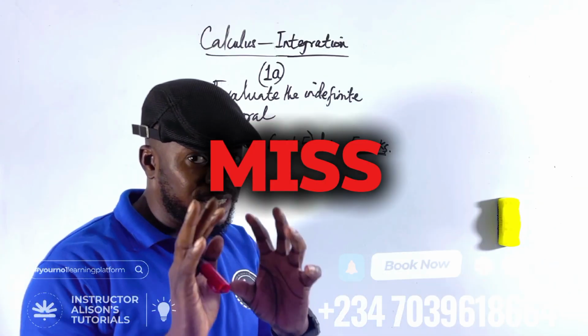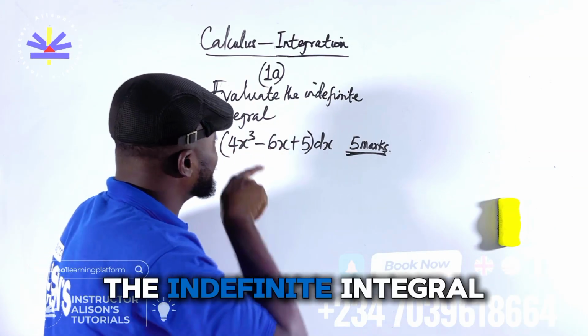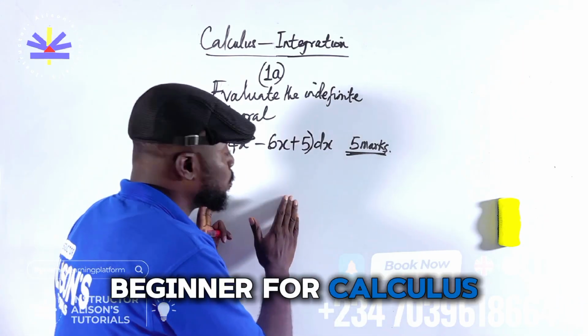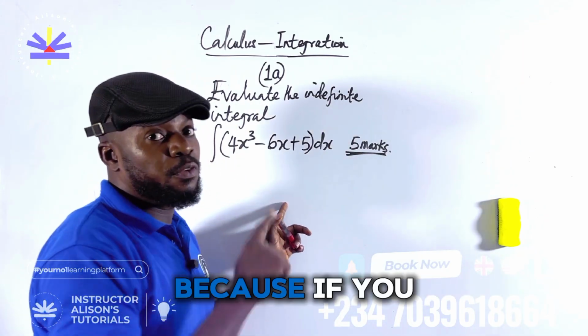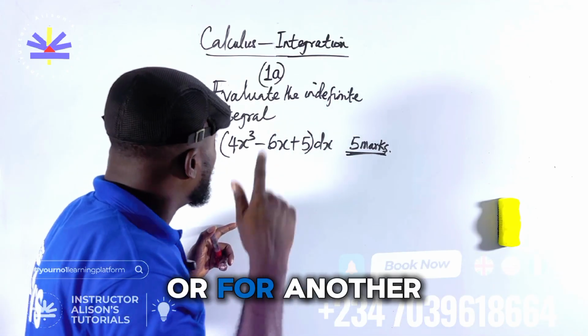You get one thing where you go miss, you know, we get this 5 marks. Now see, they say evaluate the indefinite integral. Make I stay here, break everything down so that if you be beginner for calculus, make you begin to pay attention to this, because if you repeat this question for your school or for another year.